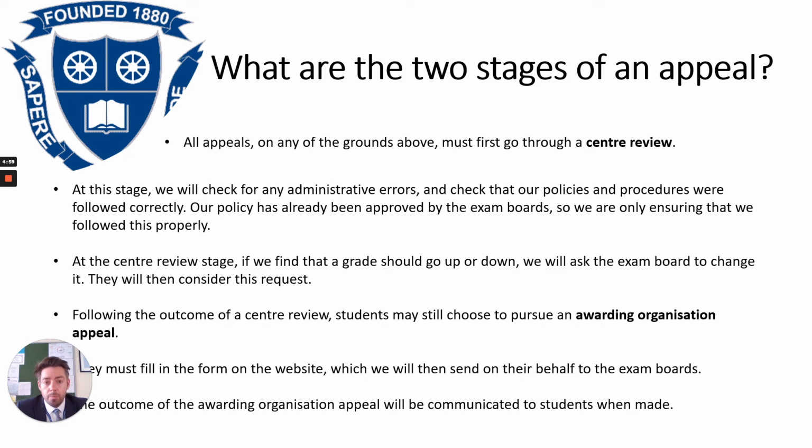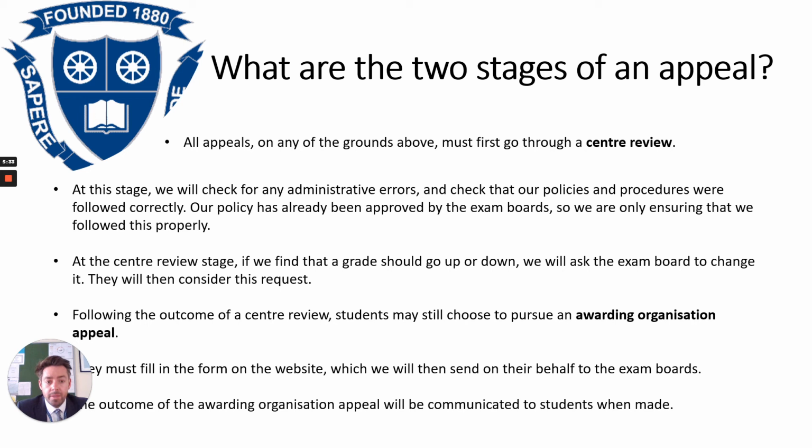All appeals on any of the grounds must first go through a centre review. So that's as a school reviewing that. At this stage, we will check for any administrative errors and check that our policies and procedures were followed correctly. Our policy has already been approved by the exam boards, so we are only ensuring that we followed this properly. The outcome of the centre review will be communicated to students when it is made. At the centre review stage, if we find that a grade should go up or down, we'll ask the exam board to change it. They will then consider this request.